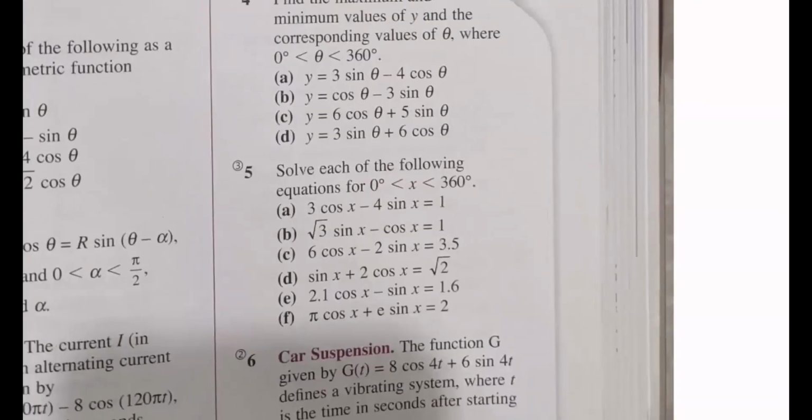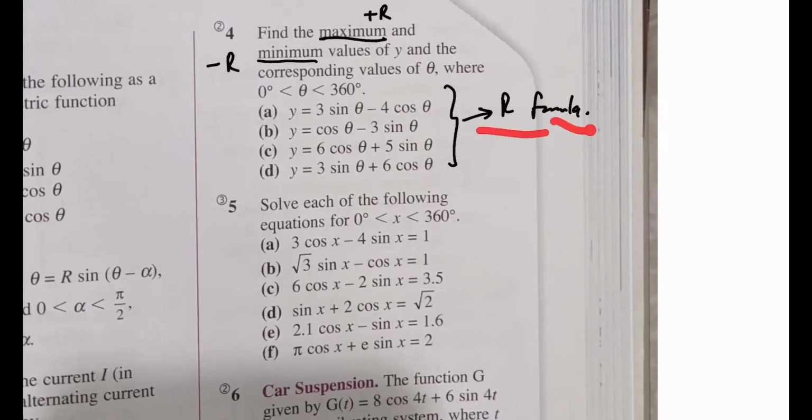Wait, can you say that again? Maximum is positive R, minimum is negative R. Just use the R formula. It's just an exercise, a boring exercise. Do we still need to find the alpha? Yes, they said find the corresponding values of theta. They requested for it, so we need to, for practice only.